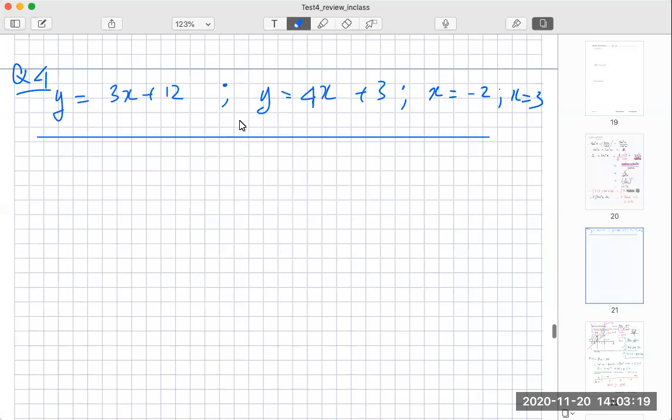We want to find the volume enclosed by these lines. So our job is to draw and see the region, how it looks first.